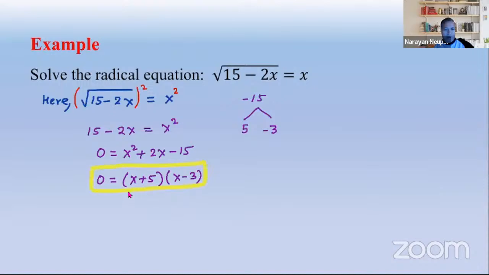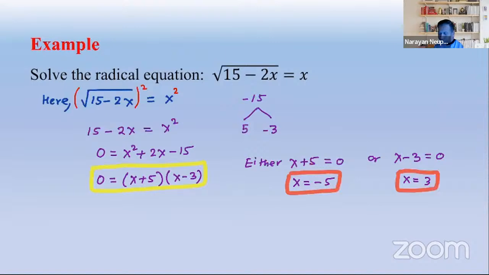Once we factor, if you remember, we have to set each factor to 0. So either x plus 5 is equal to 0, or x minus 3 is equal to 0. From the first one, you get x equal to negative 5. Here, if you add 3 on both sides, you'll get x equal to 3. So we obtained two values of x: x equal to negative 5 and x equal to 3. We don't know whether these are the actual answers or not, but by solving the equation, we obtained two values, negative 5 and positive 3.